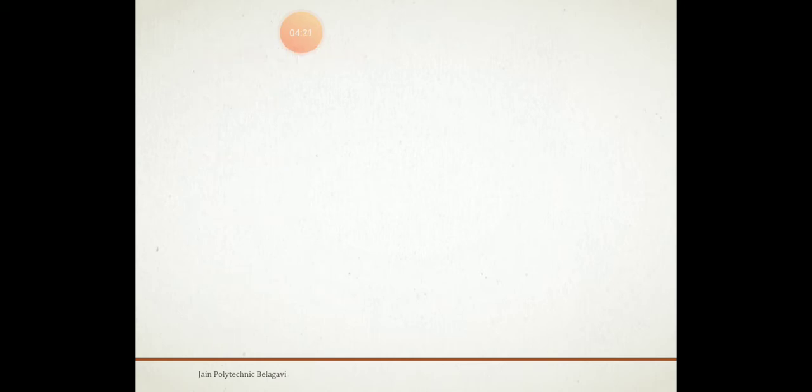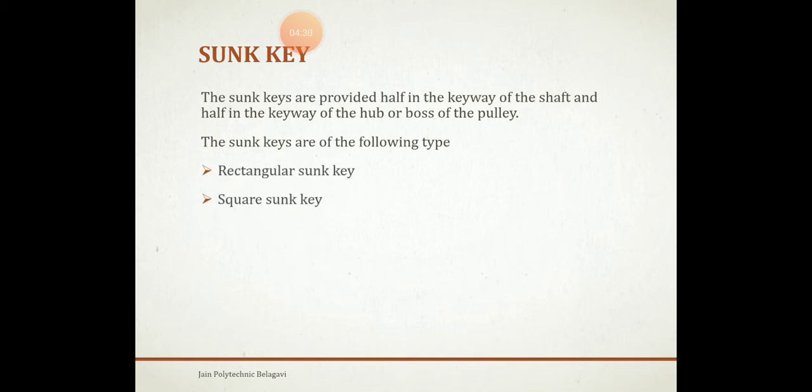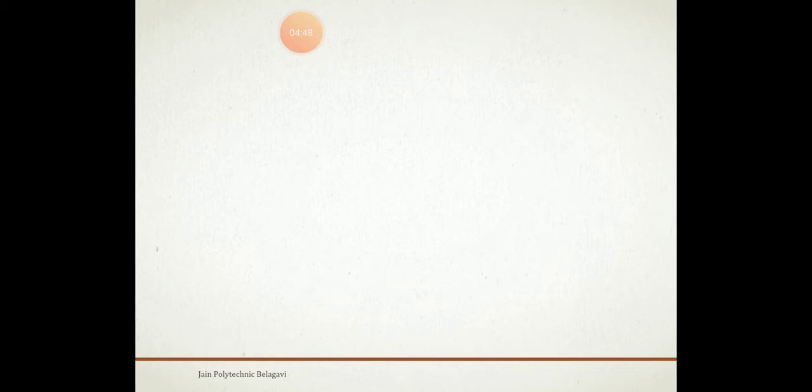Further, sunk keys are again classified into different parts. Which are those? Rectangular sunk key, square sunk key, parallel sunk key, gib head key, feather key and woodruff key. These are the classification of the sunk key. We'll discuss them one by one. We'll discuss a few of these in today's lecture, and we'll cover the remaining keys in the next lecture.